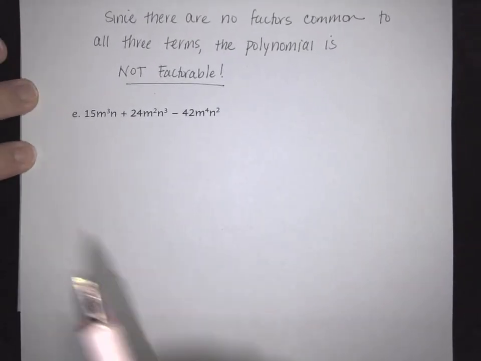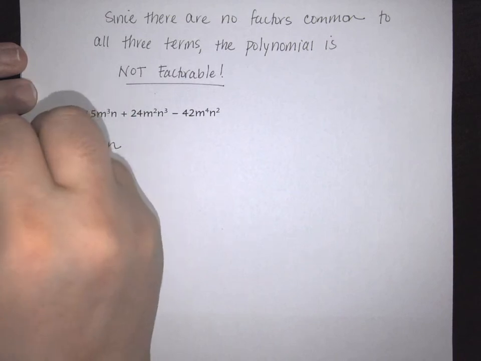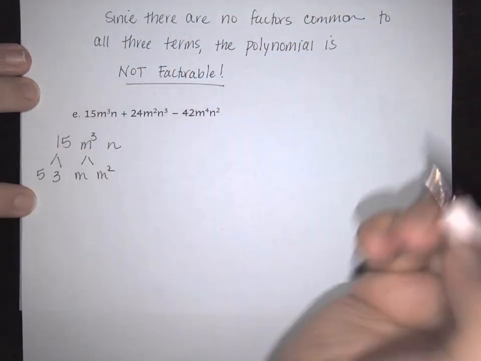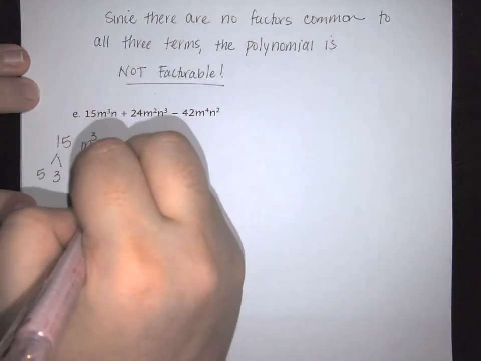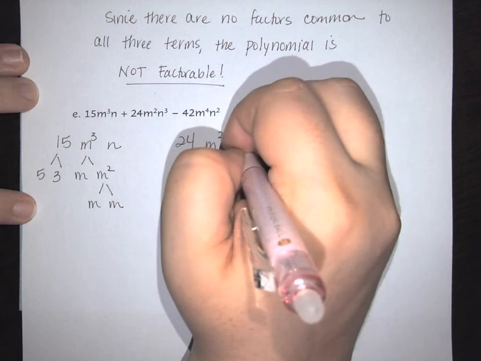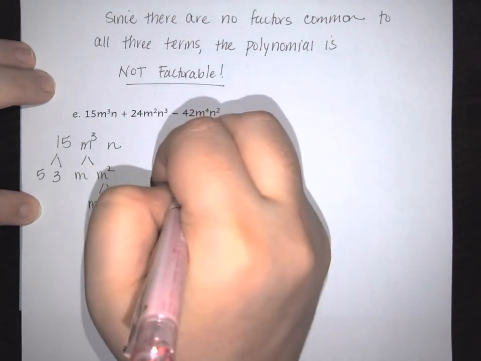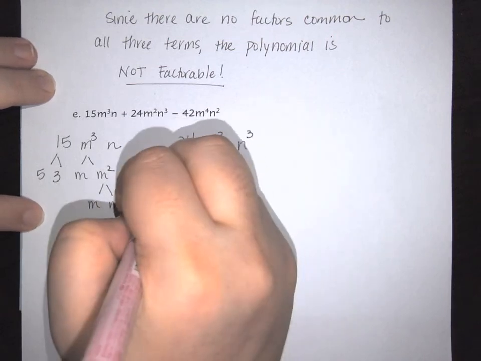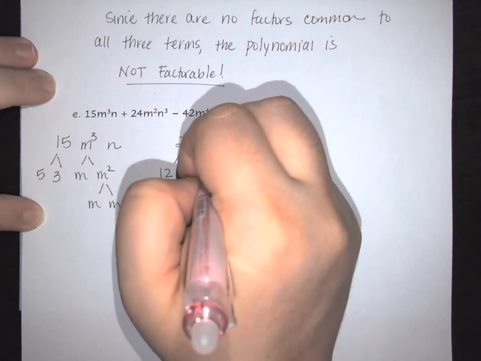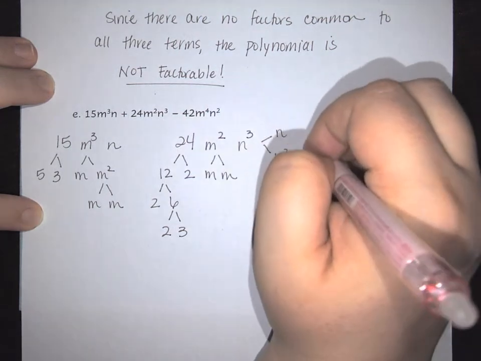Alright, last but not least, we can start with the first term, 15m cubed n. My 15 breaks down into 5 and 3. My m cubed can become m times m squared. I then have my m squared, which becomes m and m. Then I can look at my 24, m squared, n cubed. 24 can break down into 12 and 2, which can break down into 2 and 6. 6 breaks down into 2 and 3. My m squared becomes m and m. My n cubed becomes n and n squared, which becomes n and n.